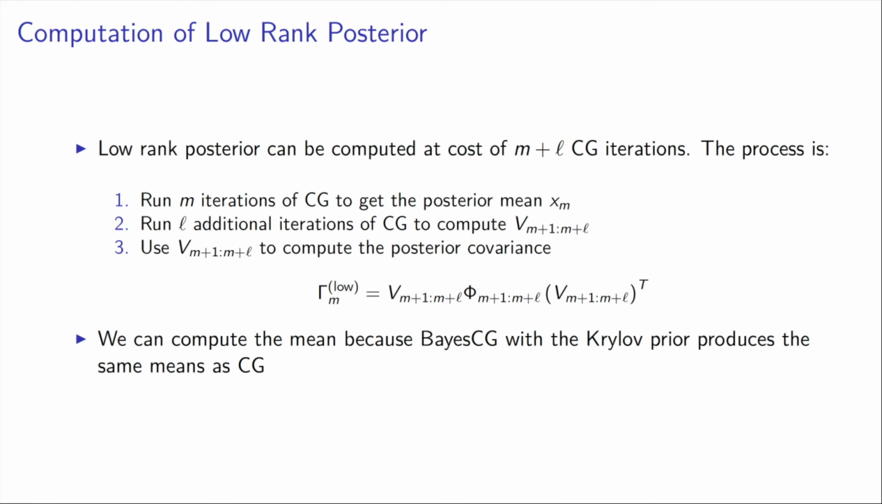So to compute the low rank posterior covariance matrix, we can do it at the cost of m plus L CG iterations. The process of doing this is to run m iterations of CG to get the posterior mean xm, then run L additional iterations of CG to compute columns n plus 1 through n plus L of V, and then use those columns of V to compute the posterior covariance matrix. We can use CG to compute the posterior mean because Bayes CG with the Krylov prior and CG have the same result.